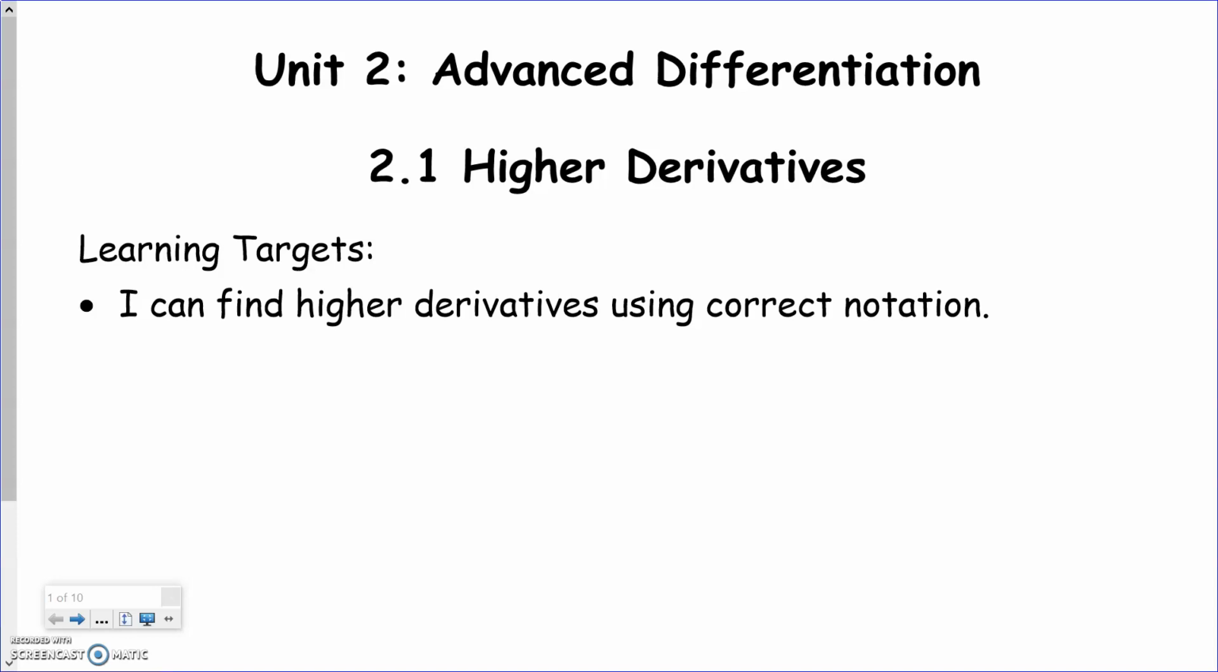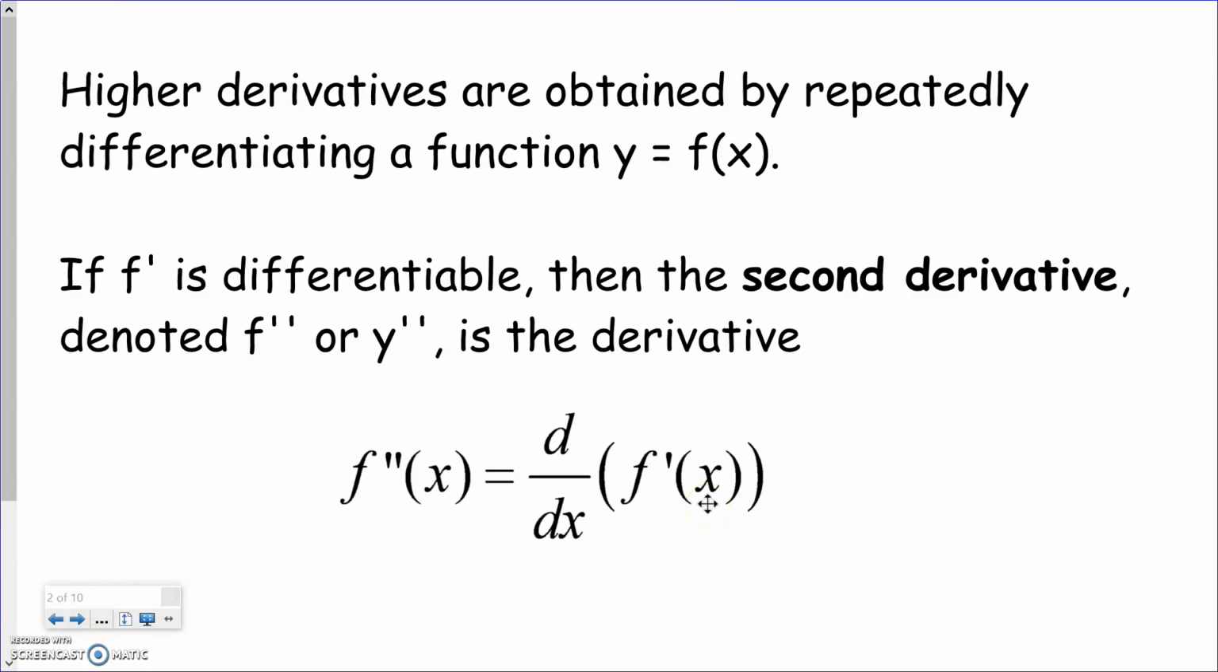Alrighty, today we're going to continue on with our derivatives and focus on some more advanced differentiation. So we're going to use a lot of the things that we did in the last unit and build on those as we go. So today we're going to focus on higher derivatives. And higher derivatives are obtained by repeatedly differentiating a function. So if f prime is differentiable, then the second derivative, denoted by f double prime or y double prime, is the derivative: f double prime equals d dx of f prime of x.